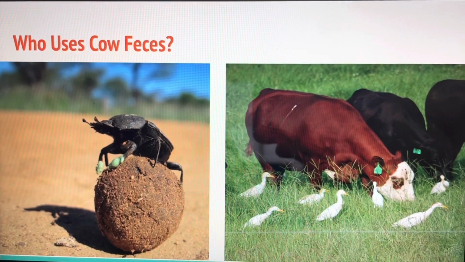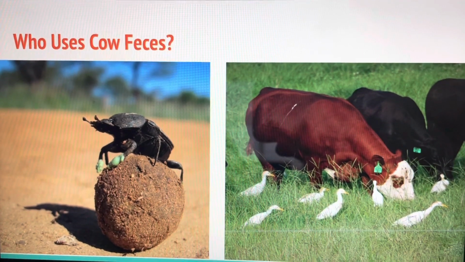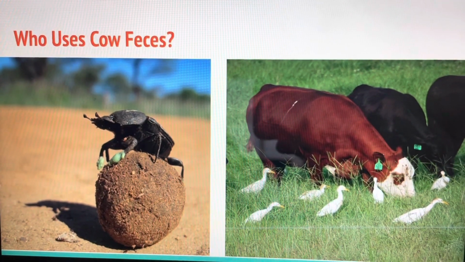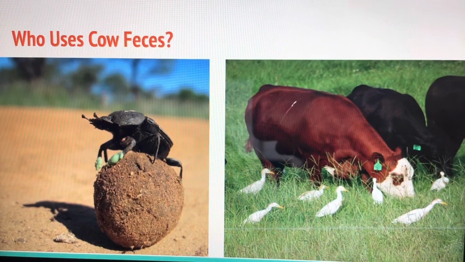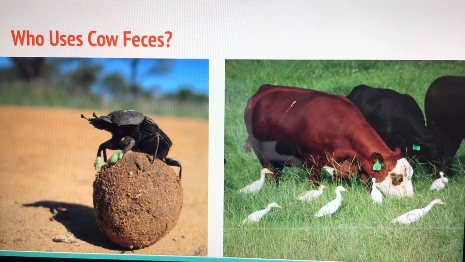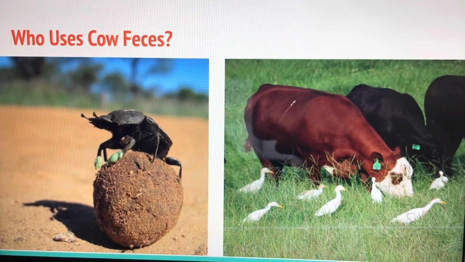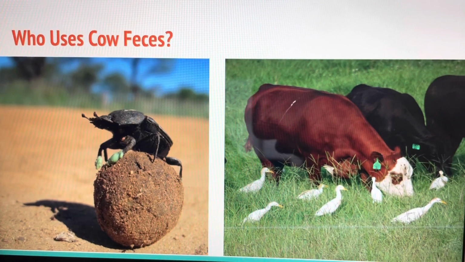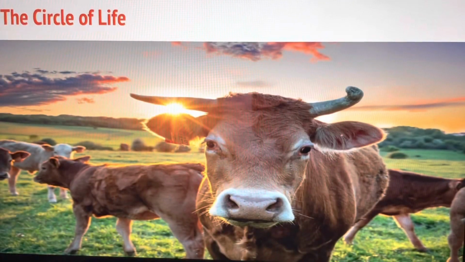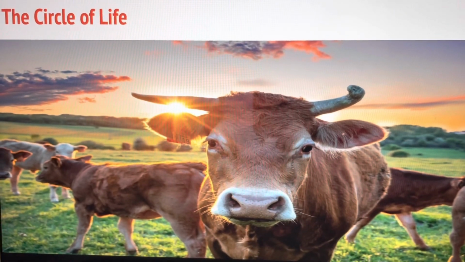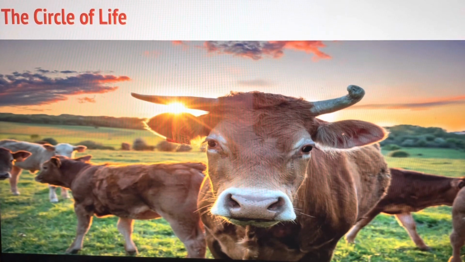Other animals, such as birds, use cow feces as a source of nesting material and shelter. Cattle egrets, for instance, are known to follow cattle or other grazing animals to feed on the insects that are attracted to the manure. In addition, some species of birds, such as cowbirds, use cow feces as a building material for their nests.